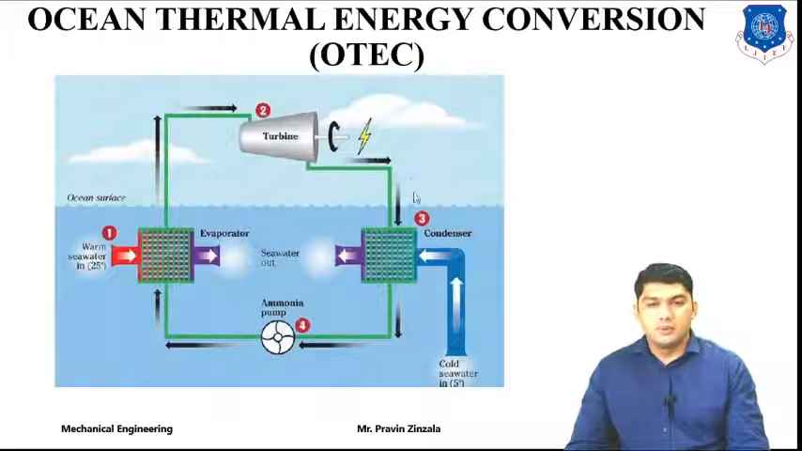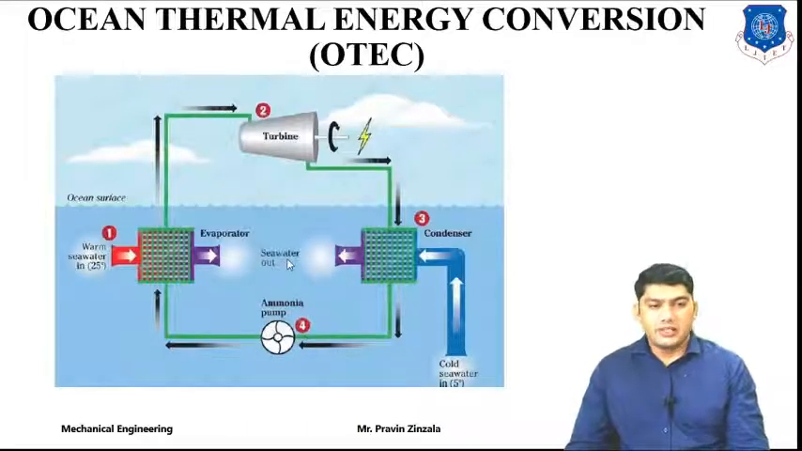The remaining fluid goes to the condenser, where we require condensation. So we utilize the deep water of the ocean at near 5 degrees centigrade. Whenever we supply the deep water to the condenser, the fluid is condensed, and again we supply our working fluid by pump to the evaporator.